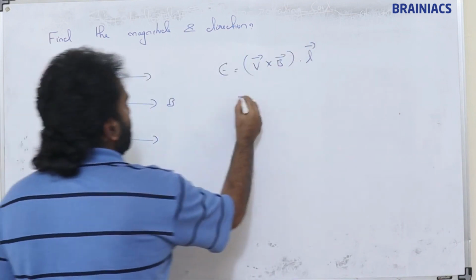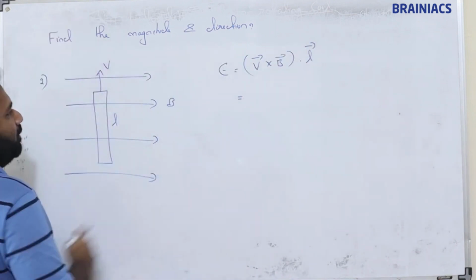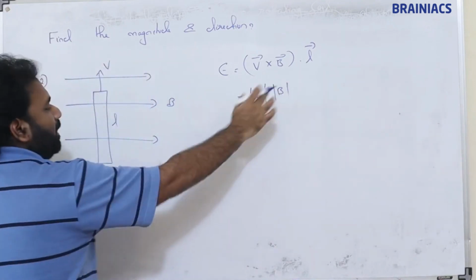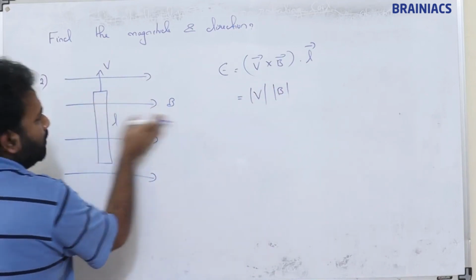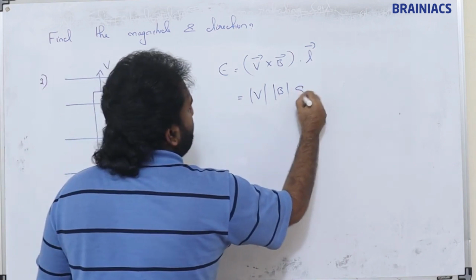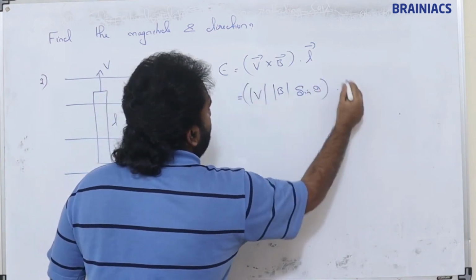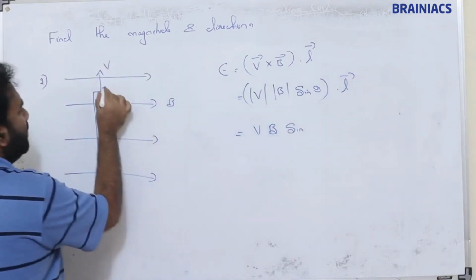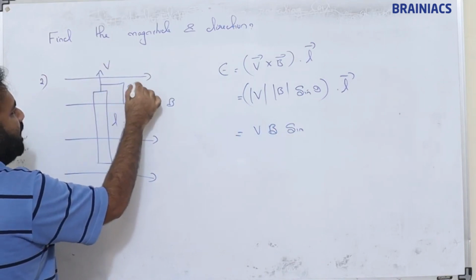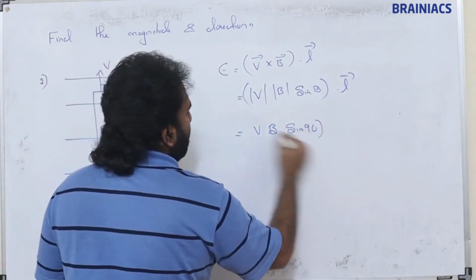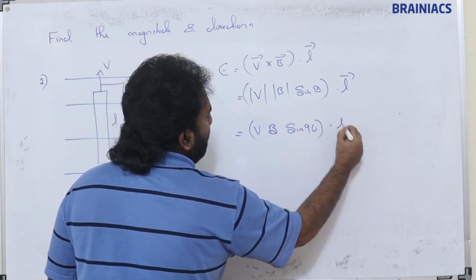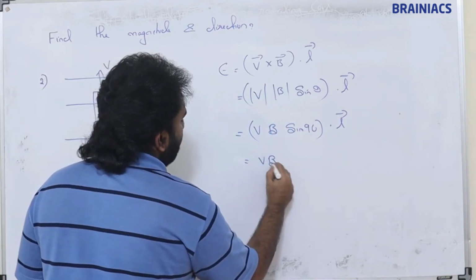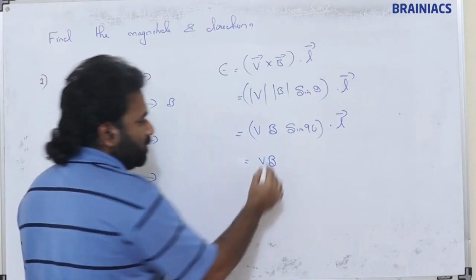Clear? So this is the direction of velocity. Fine, good. Direction of velocity and magnitude of velocity, magnitude of magnetic field. So here sine theta dot L vector. Good. So VB, what is the angle here? Magnetic field and velocity is 90 degrees, right? So sine 90, and whatever we are getting through this dot L vector. So this is VB, and this will be a vector, right?